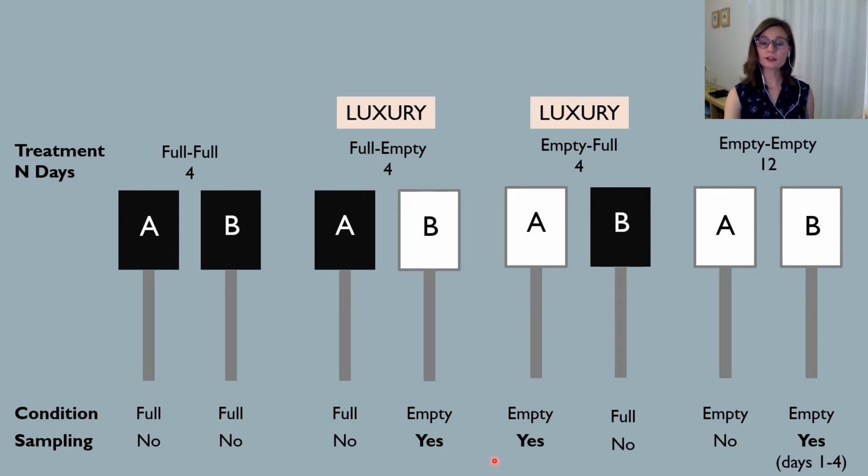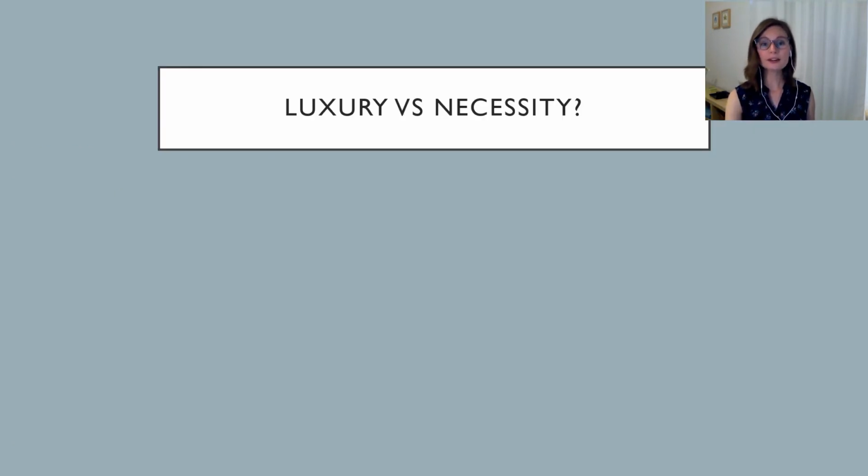Now, when there was an alternative food source at the site, we considered sampling to be taking place in a state of luxury. And when there was no alternative at the site, we consider this to be sampling out of necessity. So in our population, the repeatability of sampling overall was 25%.